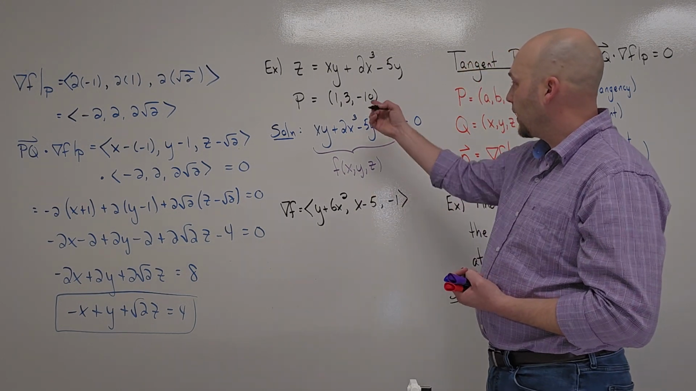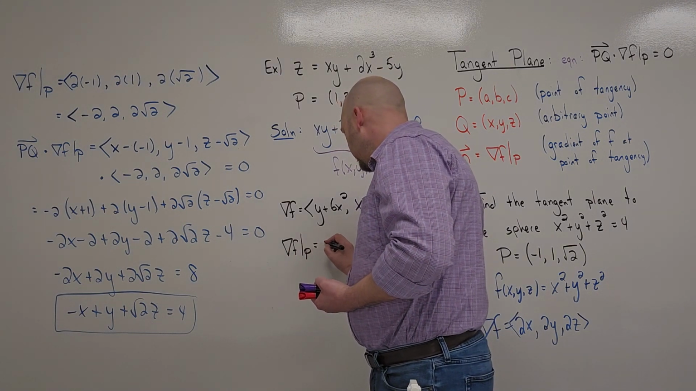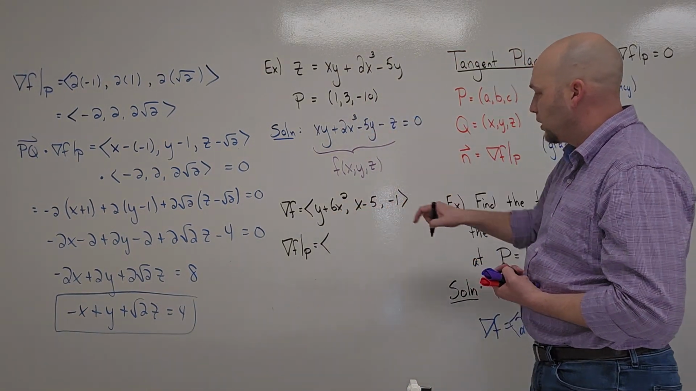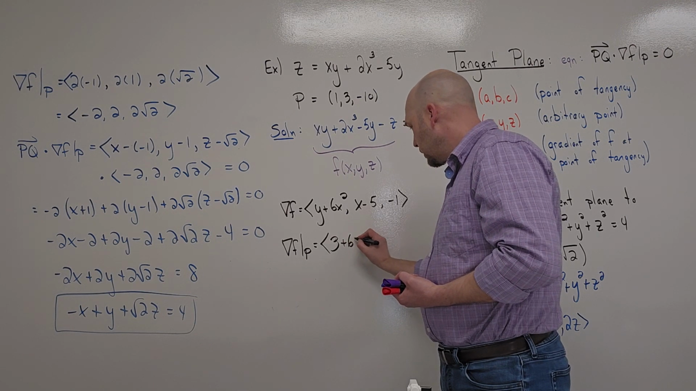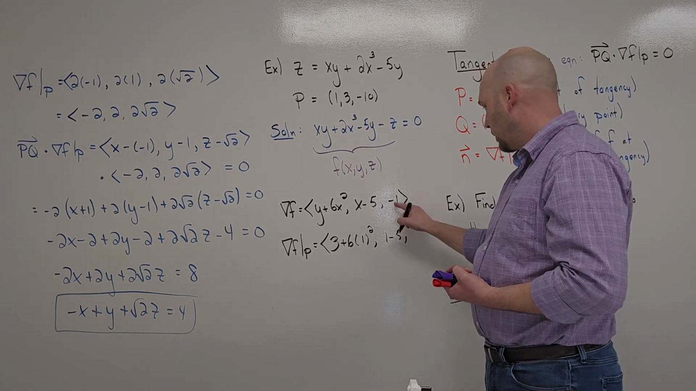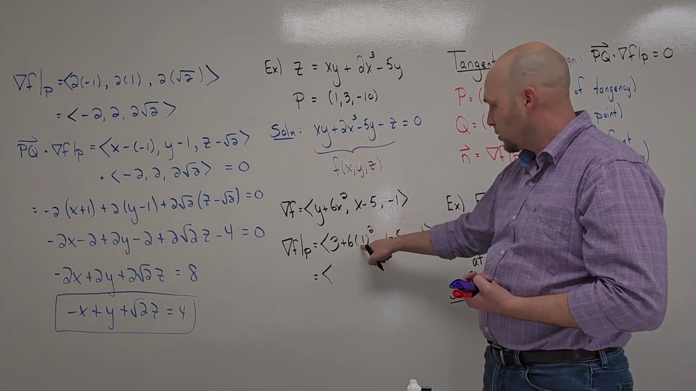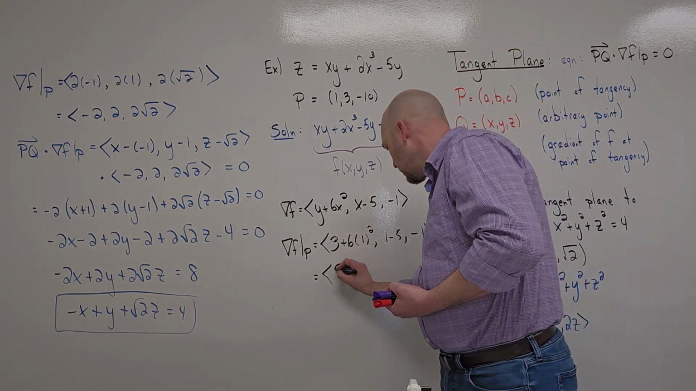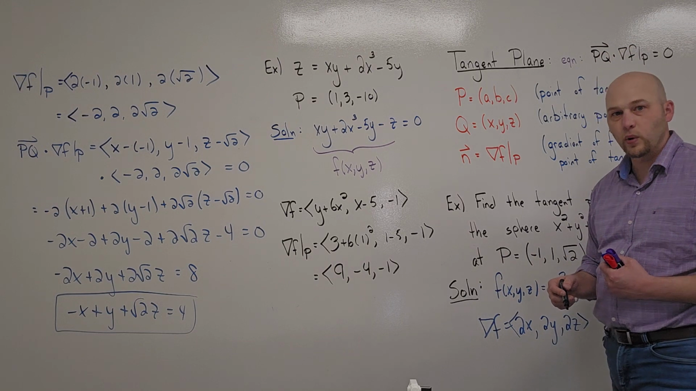And then I have to evaluate that at the point of tangency. So the gradient of the function evaluated at p. Okay, so I take the components of p, 1, 3, -10, and I plug those into the gradient. So that would give you 3 plus 6 times 1 squared. X minus 5 would be 1 minus 5, and -1. And that would give me, I'm sorry, 1 squared is 1, 6 times 1 is 6, 3 and 6 is 9, and then -4 and -1. So there's the gradient of the function at the point P.